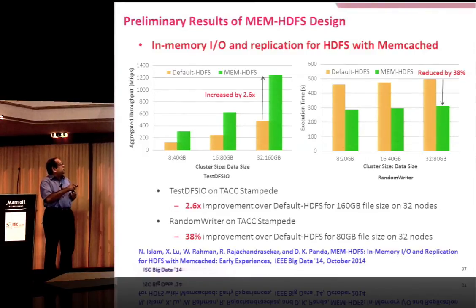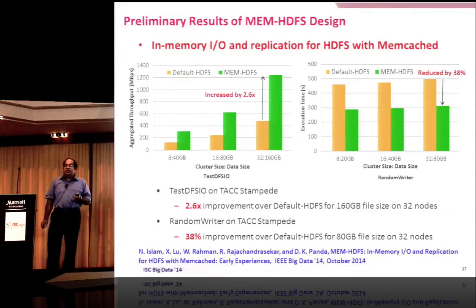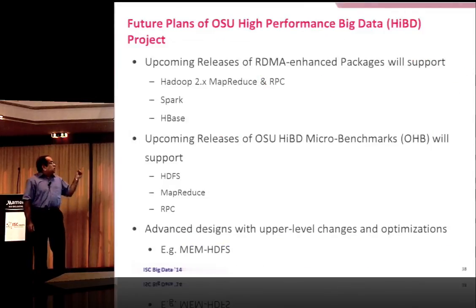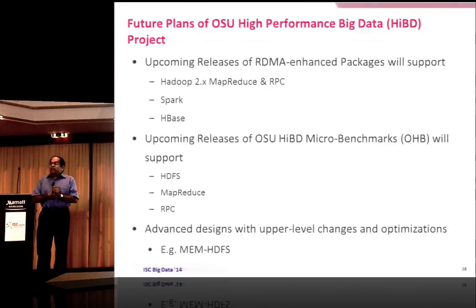Here this is the default HDFS and this is the MEM-HDFS based HDFS. You can get around a 2.6 times improvement. And in the TestDFSIO random writer test, you get around 38% benefits. So these are our future plans on the OSU HiBD project.